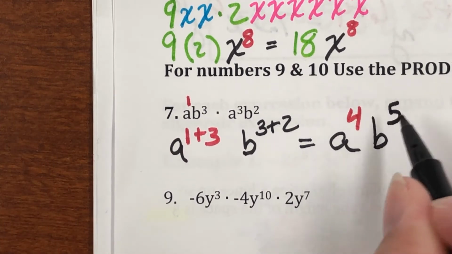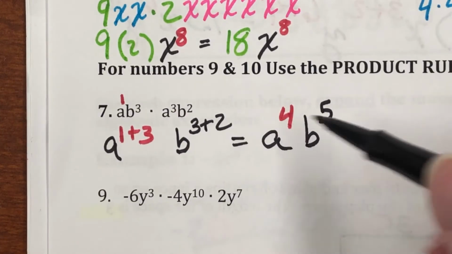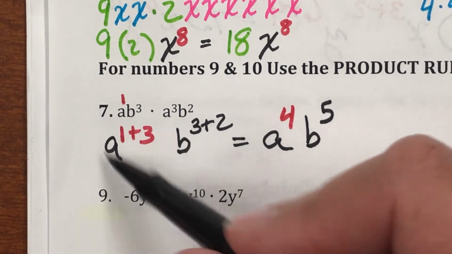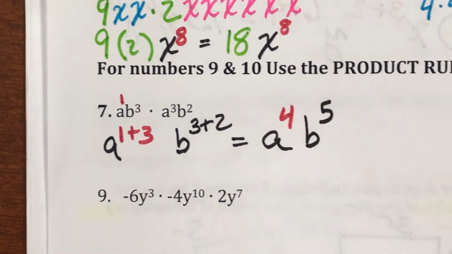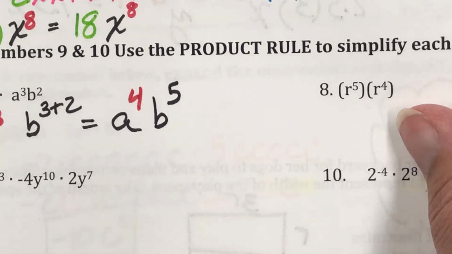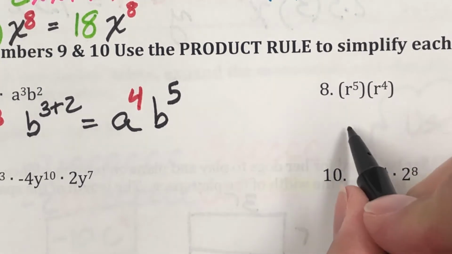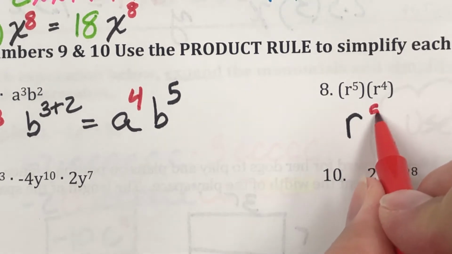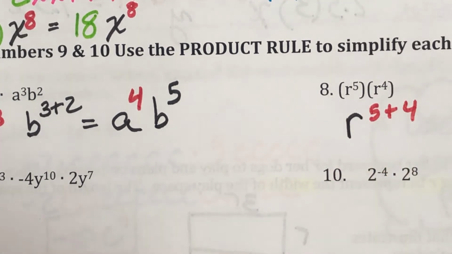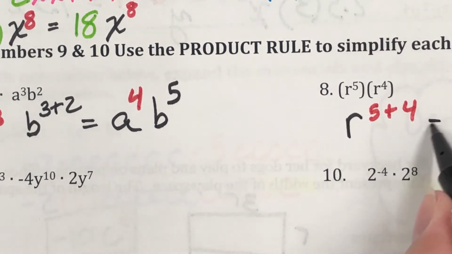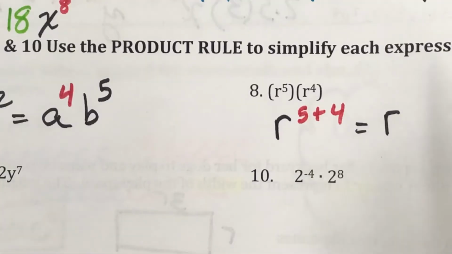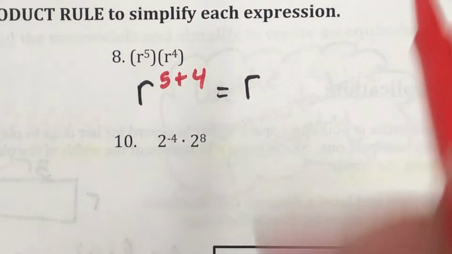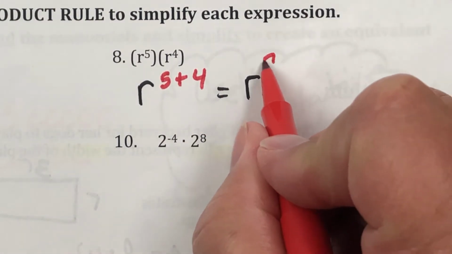And you got to keep the base separated from a different base. You got to keep the exponents with their appropriate bases. All right, let's try number 8. Oof, look at that. Thank goodness. Only one base, r. But now I'm going to add the exponents. 5 plus 4, and I get the base r. Base stays the same. Of course, it helps if everyone can see what you're doing. Base stays the same, but now I'm going to add 5 plus 4, and get r to the 9th power.